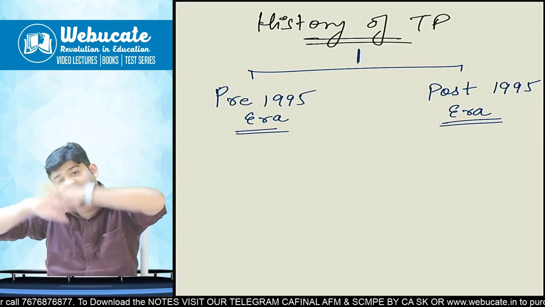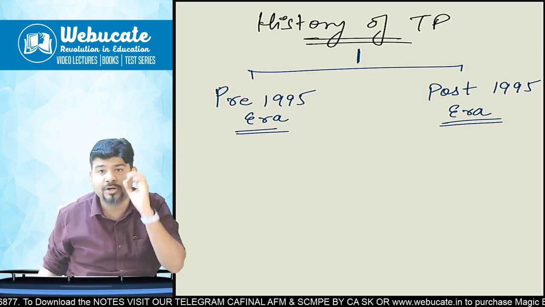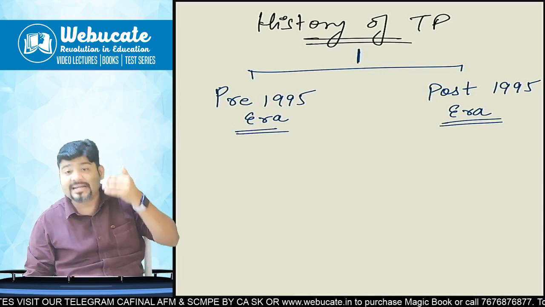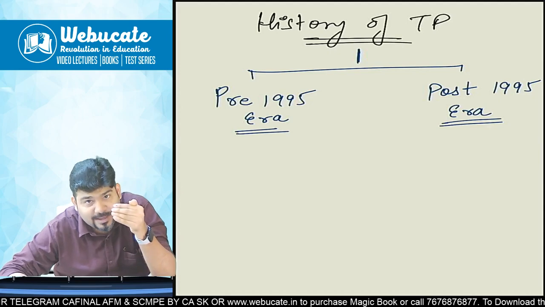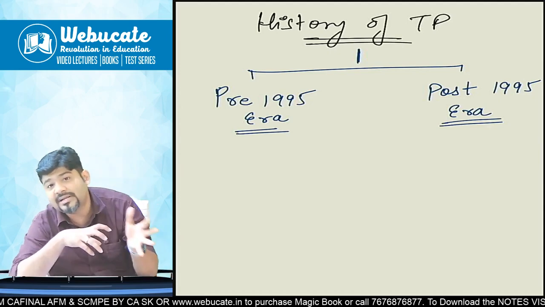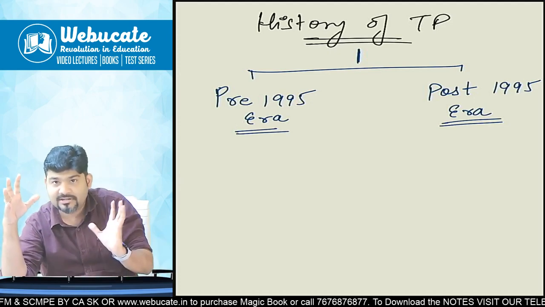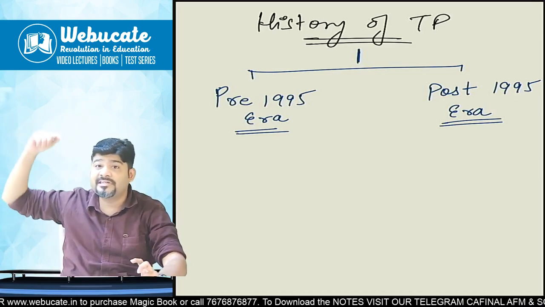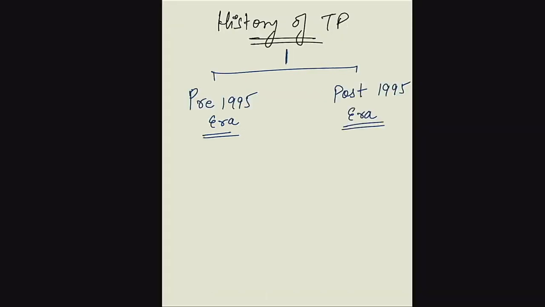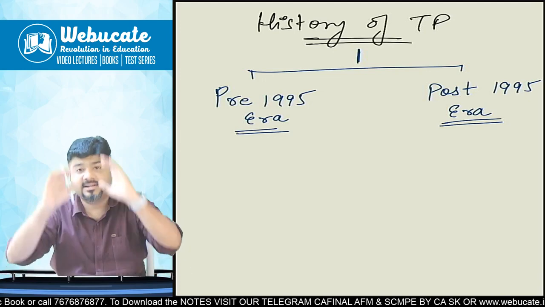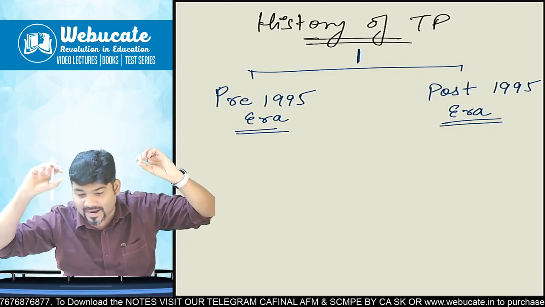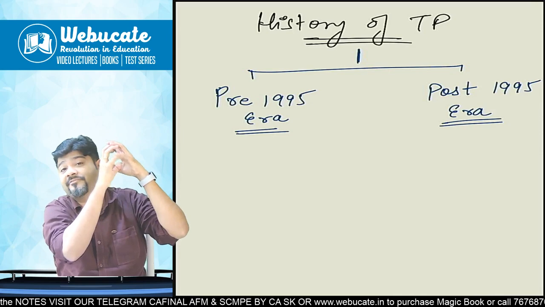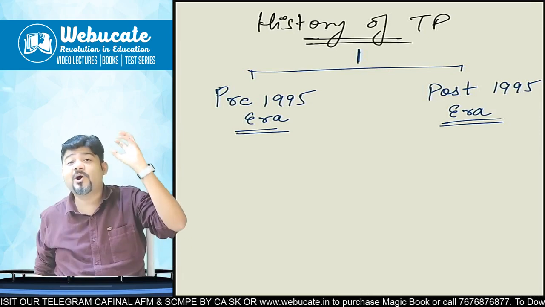After 1995, the delegation started. The businesses started expanding. Businesses realized that it is not going to be possible to expand without delegation of authority and responsibility. So people started delegating their work. And once delegation happened, the centralized organization converted itself into a decentralized organization. In a decentralized organization, there are various divisions, and all those divisions are responsible for their own profitability. Please listen to this properly. These divisions are responsible for their own profitability. Hence, these divisions are called profit centers.